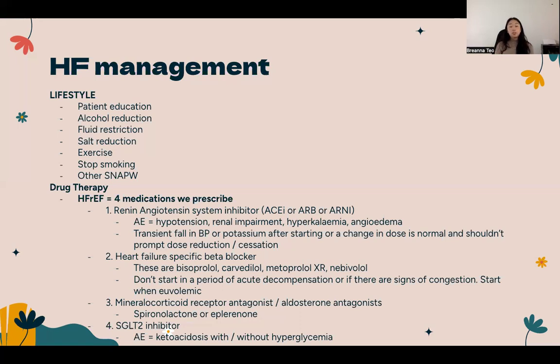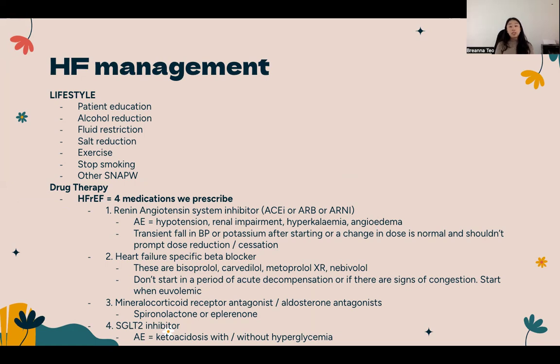So if it's a reduced ejection fraction, there's 4 medications that we would prescribe. So one is a renin-angiotensin system inhibitor. So you've got some choices there, whether that's an ACE, an ARB, or an ARNI. The second is a heart failure specific beta blocker. The third being a mineralocorticoid receptor antagonist. And then the fourth being an SGLT2 inhibitor.